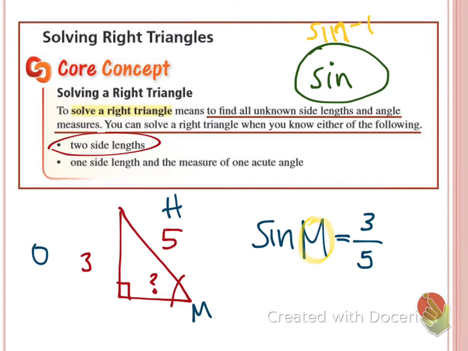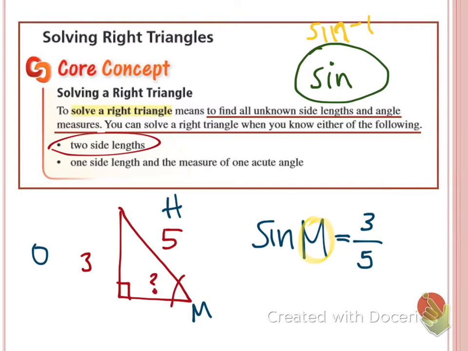Think about all of math when we have an equation. How do I undo addition? Subtraction. How do I undo division? Multiplication. How do I undo squaring? Take the square root. So when you want to undo sine, so if you look at this, it says sine of m equals, I want to get rid of sine. You have to use the inverse of sine. And what is above that sine? Sine to the negative 1. That is the inverse.